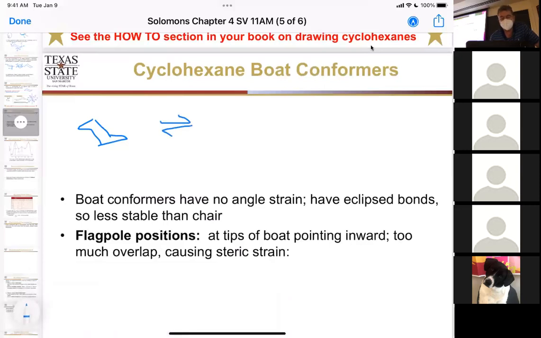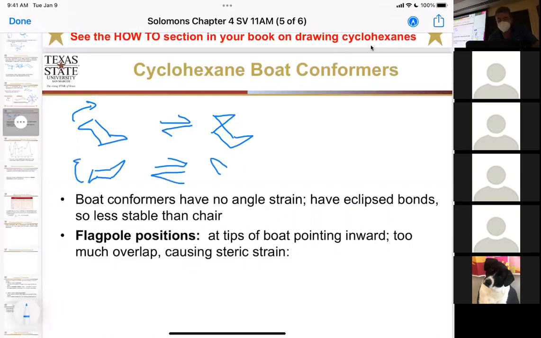Right here, it'll go through the point where we're going to pull this carbon up. And if we pull that carbon up, we now have something that looks like a boat. Okay. Let me redraw for even more clarity. Right there. We're going to pull this one up right here. And if we pull that one up, we end up with a configuration that looks like this. This is the boat configuration.